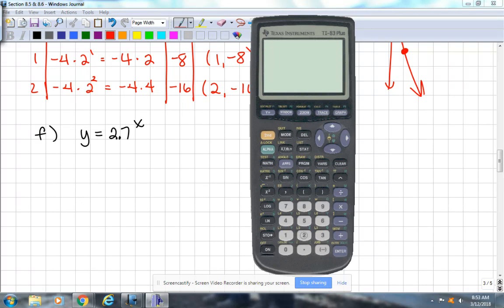So I can hit 2.7. Rooftop. Y'all know where the rooftop button is, don't you? Above the division key. And I'm going to use parentheses and the little negative at the bottom. And I'm going to hit enter. And I get that. And I'm going to check it because I know 2.7 to the negative 1 is the same thing as 1 over 2.7, right? I put it in the denominator. So we'll make sure that's the same thing.